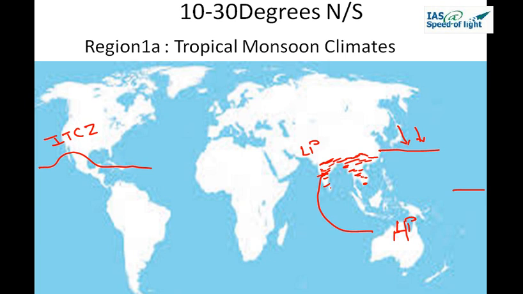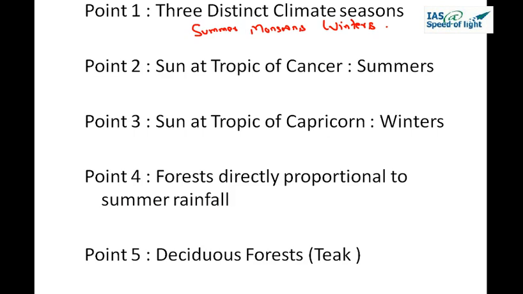subcontinent. And when things are reversed, when the sun is directly over the Tropic of Capricorn, it's a low pressure here and a high pressure here. Again, we see the retreat of the monsoon. So this is just one factor which influences the Indian monsoon. There are some other factors also, like El Nino, which we are going to discuss in separate sessions, and some very easy concepts, not very difficult. So sun at Tropic of Cancer, summers; sun at Tropic of Capricorn, winters.